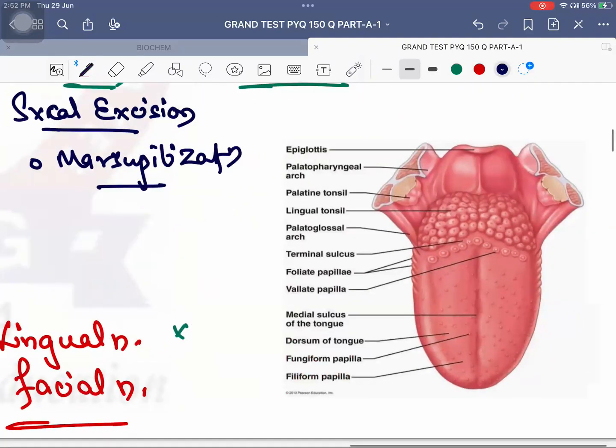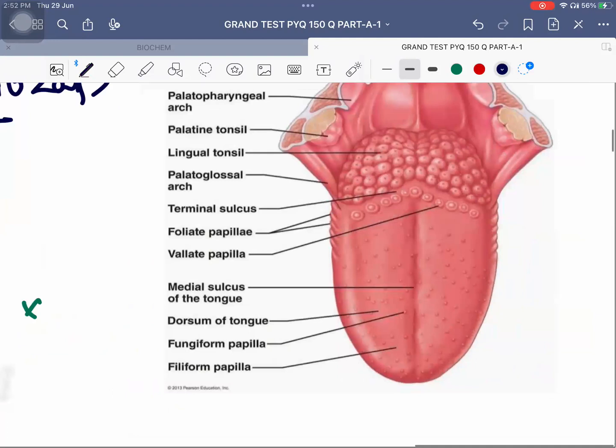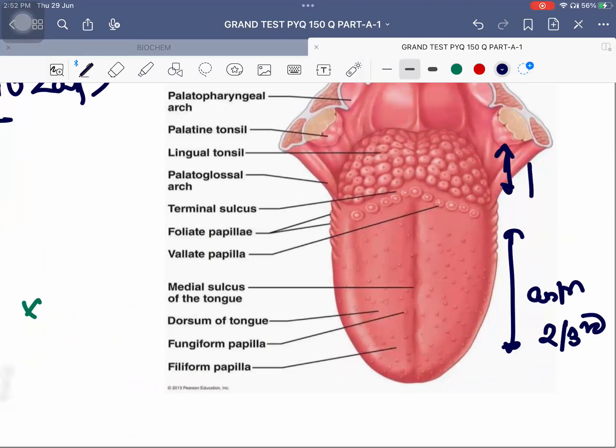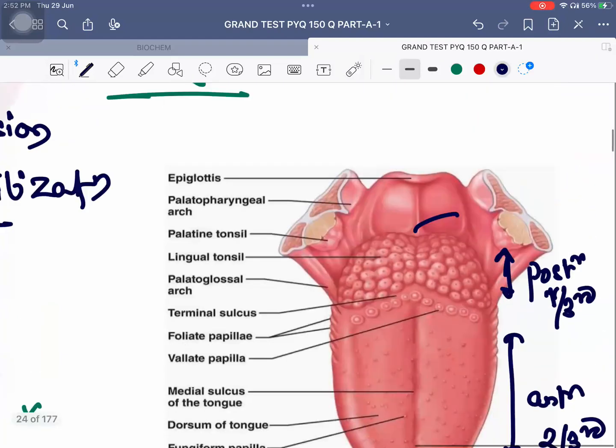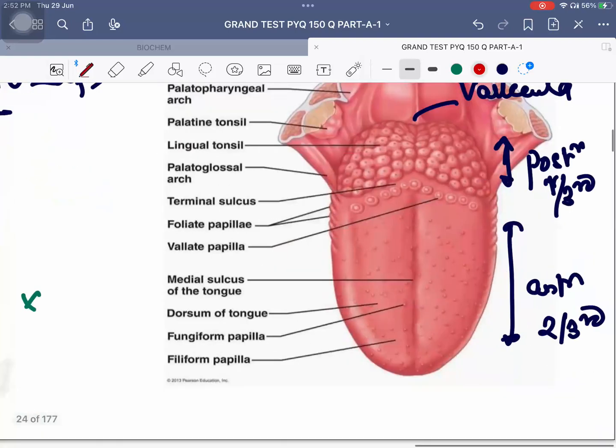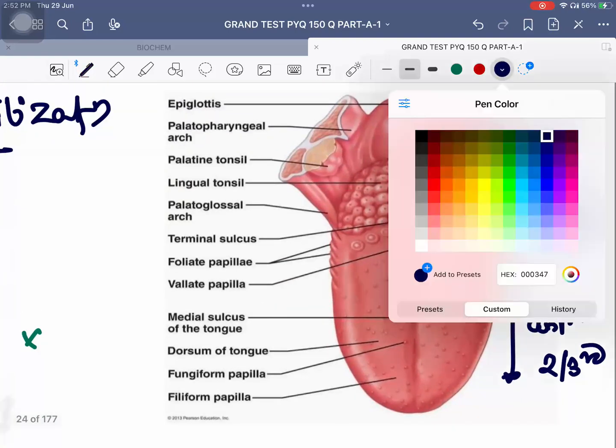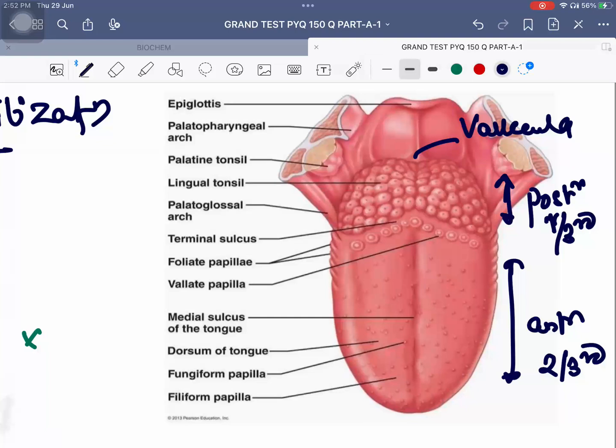So usually, please remember, if I divide the tongue into three parts, the anterior 2/3 of the tongue, the posterior 1/3 of the tongue, and the posterior most part of the tongue. Usually they refer to it as the vallecula also. Okay, so now, nerve supply is very important. Tongue is very important from anatomy.